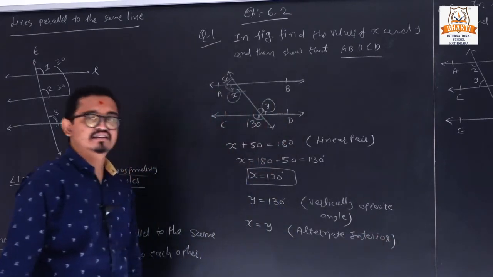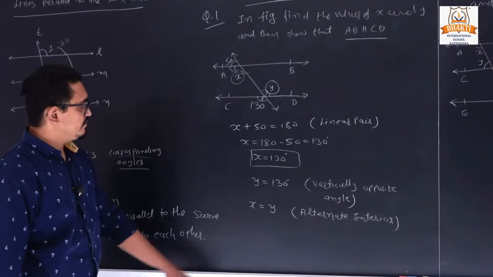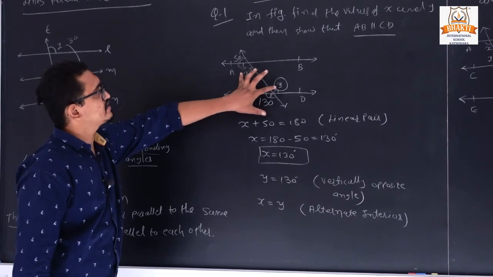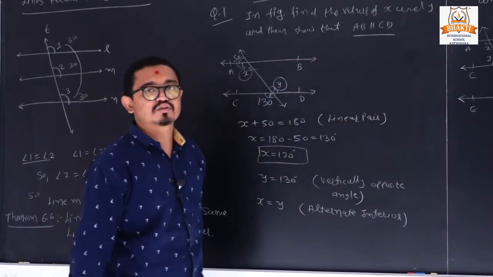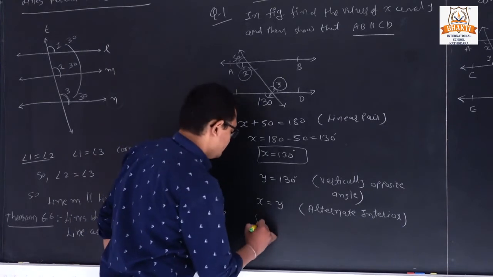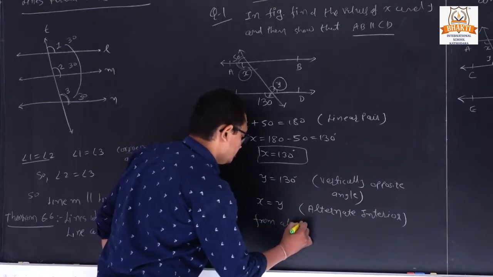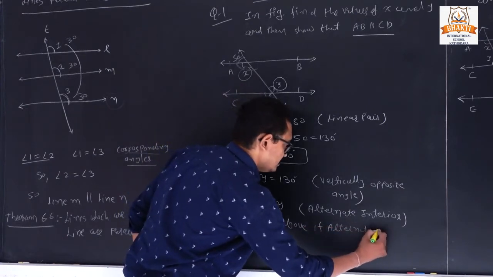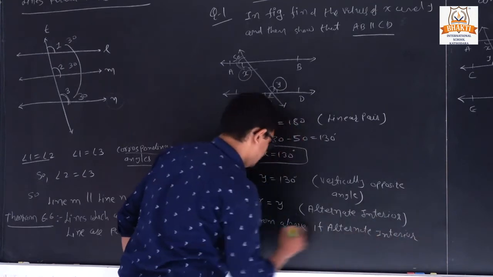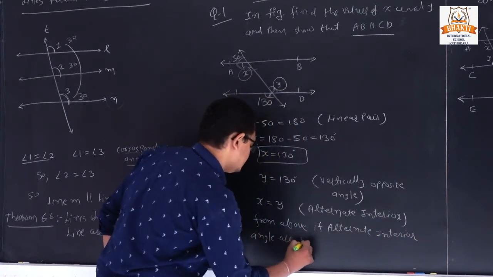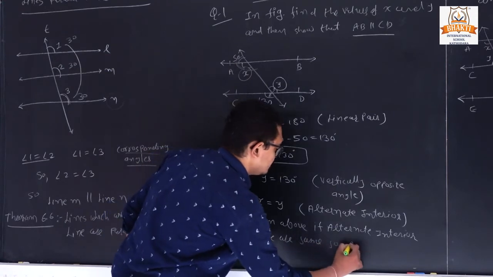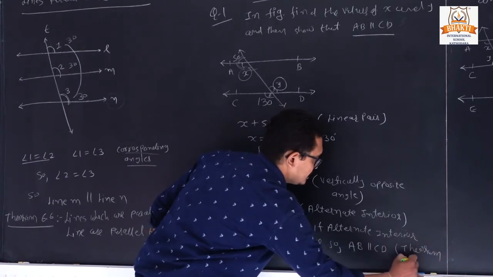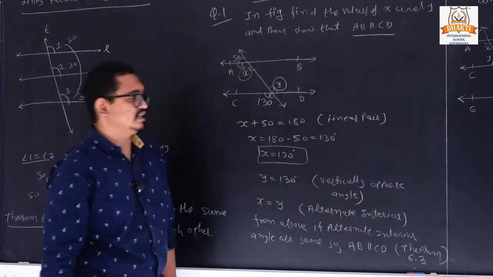Clear? It is alternate interior angle. So it means what, according to theorem number 6.3, if alternate interior angles are the same, then these both lines are parallel to each other. So we can write down from above, if alternate interior angles are the same, so AB is parallel to CD. In bracket we can write according to our theorem number 6.3.